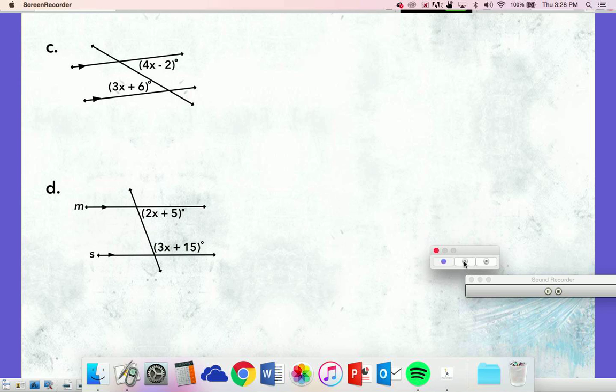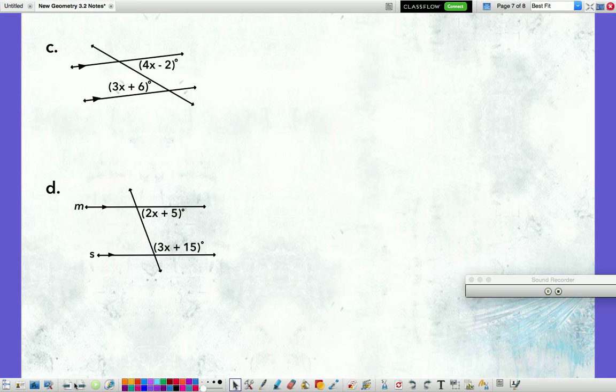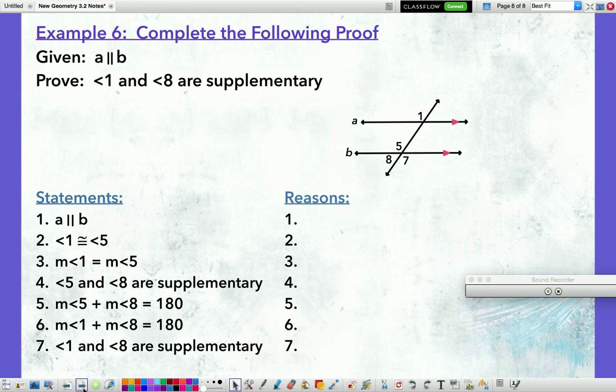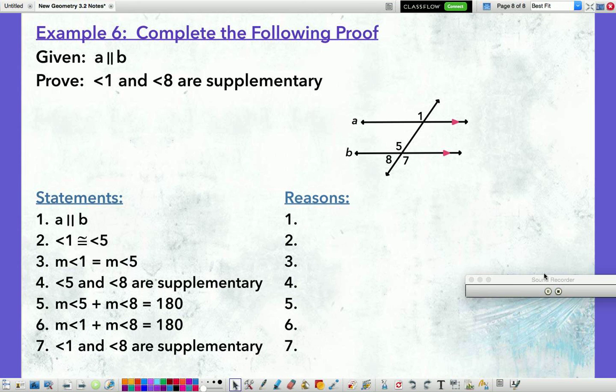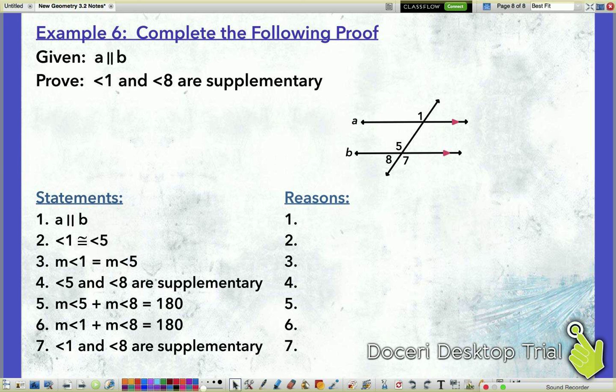Okay, so our last slide is a proof, which I know is really hard for you guys. I understand that. What I want you to do is try your best. You have to look at what the statement is saying to you. I gotta get that off the screen. So watch what the statement is saying. It makes a big difference in the long run.